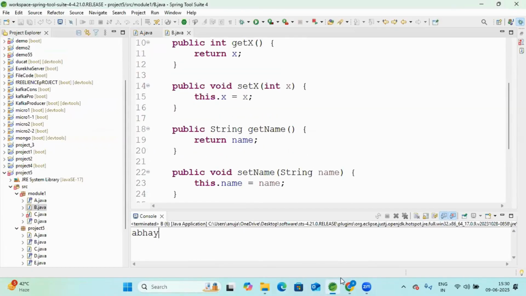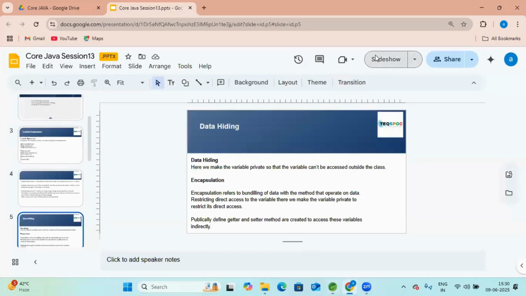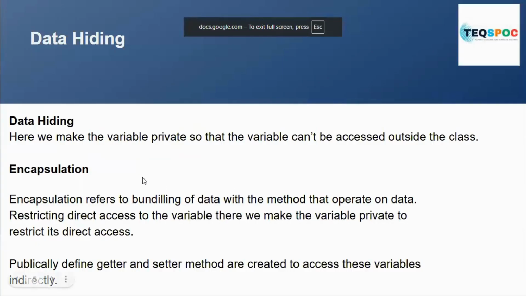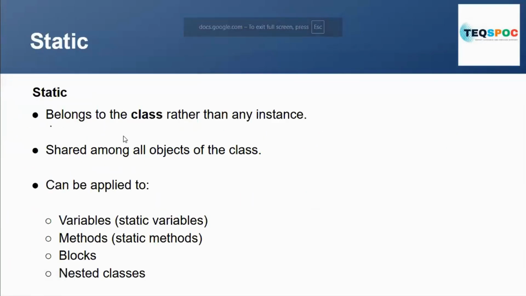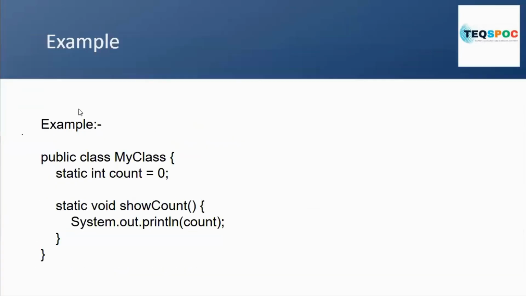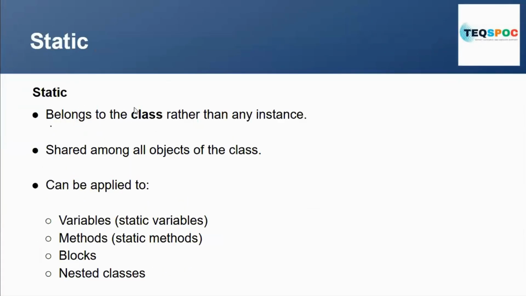Now moving to our next topic, that is static and final. Static: whenever something is static, it belongs to the class. Memory is allocated at the class level. That means, as we know, if it is a static variable, it can be accessed from anywhere in the class.